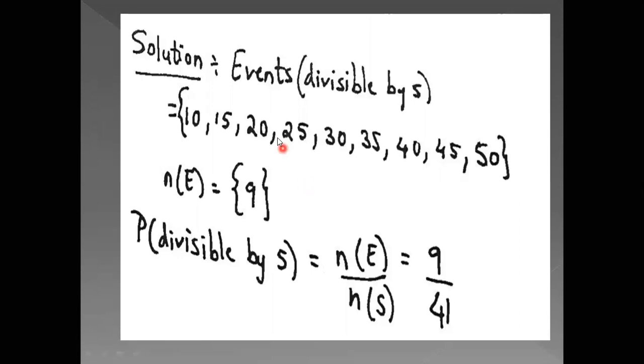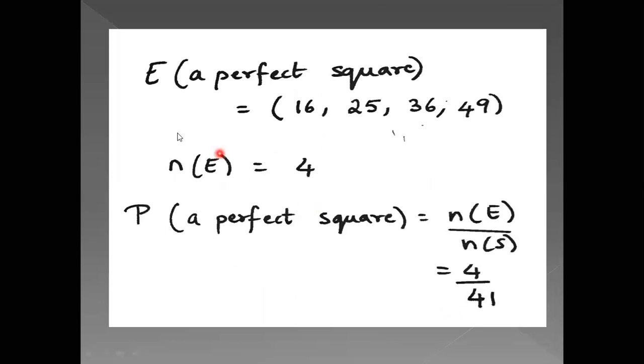So first one, event divisible by 5. We have to list all the numbers between 10 and 50 which are divisible by 5. So 10 is divisible by 5, 15, 20, 25, 30, 35, 40, 45, and 50. Now you have to count these numbers. You can see 1, 2, 3, 4, 5, 6, 7, 8, 9. So the number of events is 9. So the probability that the number is divisible by 5 is number of events upon number of sample space. The number of events is 9 and the sample space is 41. So 9 upon 41.